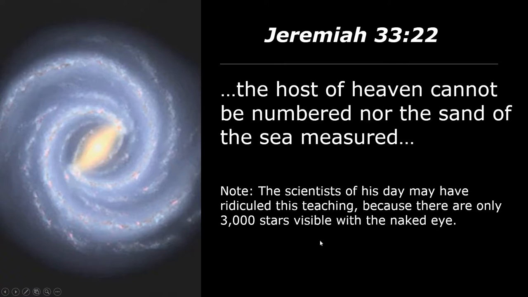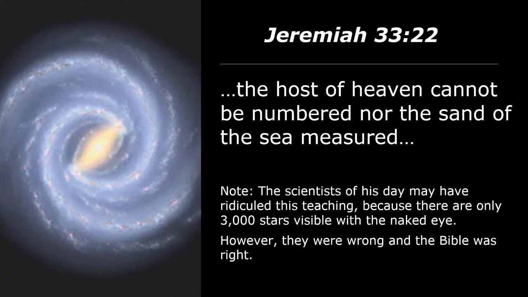Note, the scientists of Jeremiah's day may have ridiculed this teaching because with the naked eye, you could count at most 3,000 stars. But the teaching in Jeremiah says the host of heaven cannot be numbered, nor the sand of the sea measured. Why bring that up? Well, they were wrong and the Bible was right, because later with modern science, we know that the stars are so numerous we can't count.